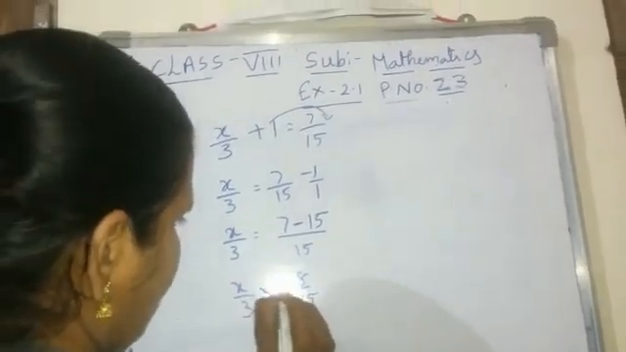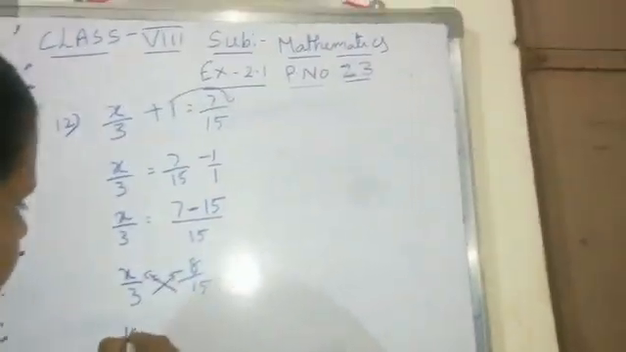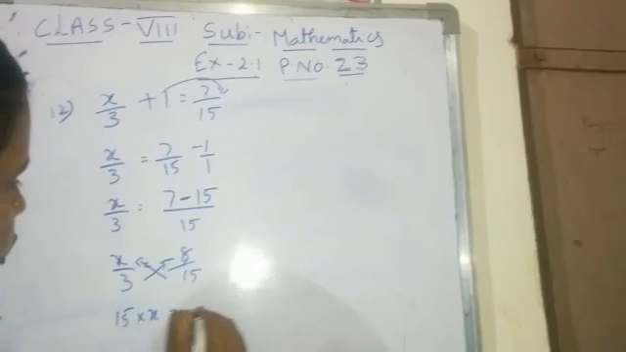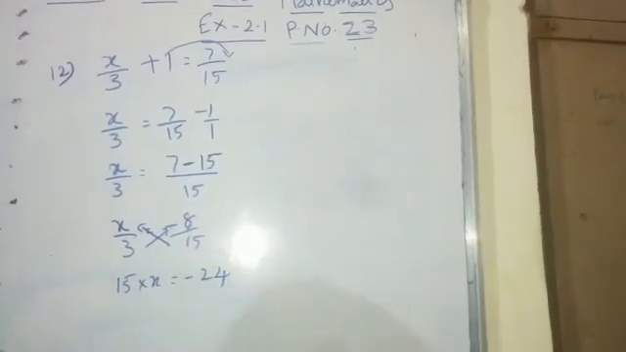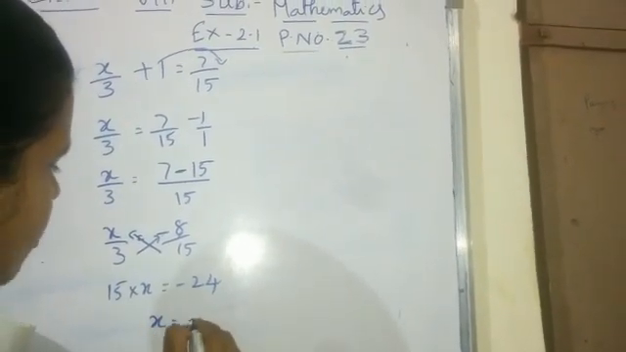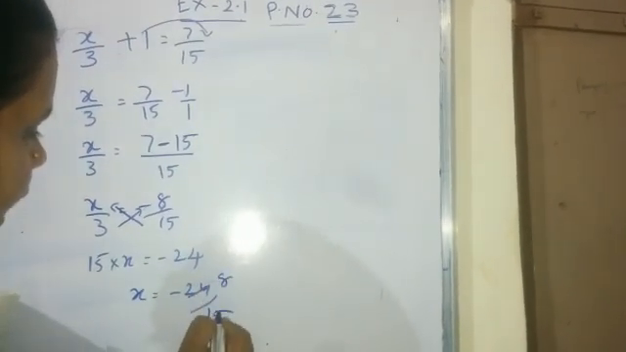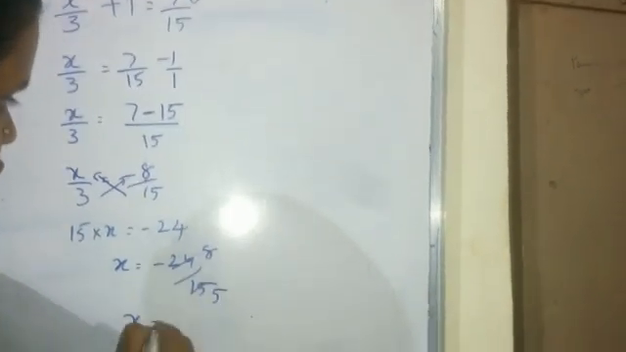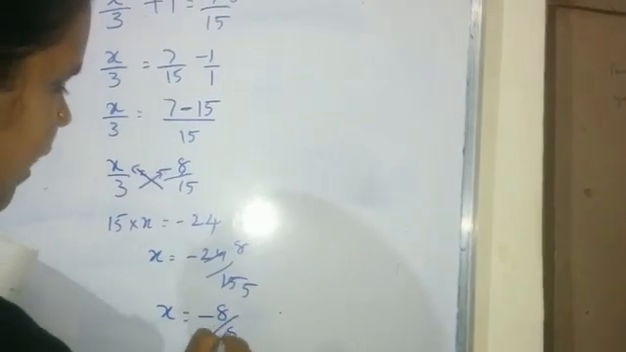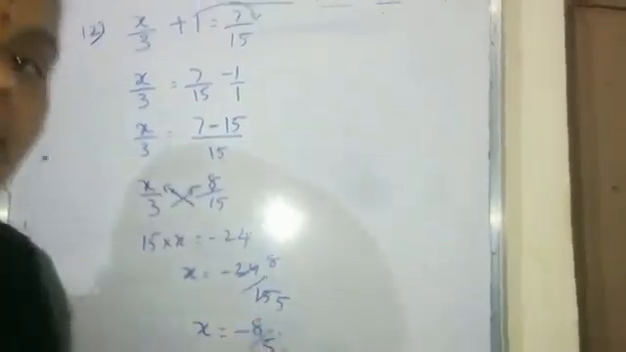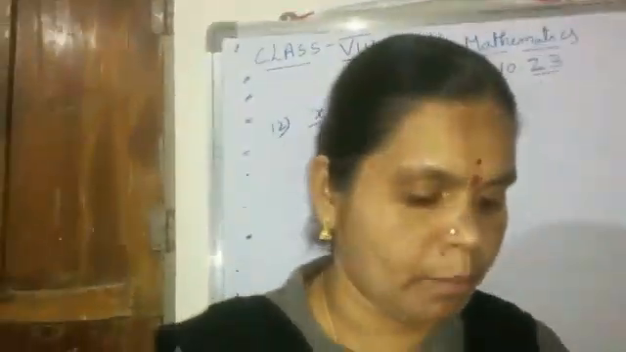Now take cross multiplication. So 15 into x is equal to 8 threes are minus 24. So x is equal to minus 24 by 15. So 3 eights are, 3 fives are, so x is equal to minus 8 by 5. See, children, exercise 2.1 is completed now.